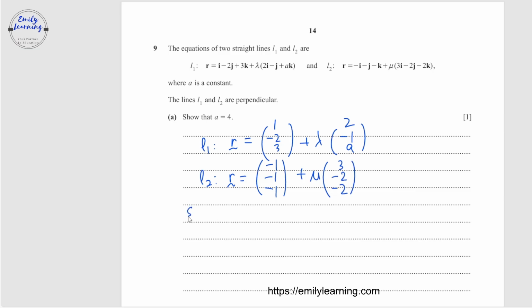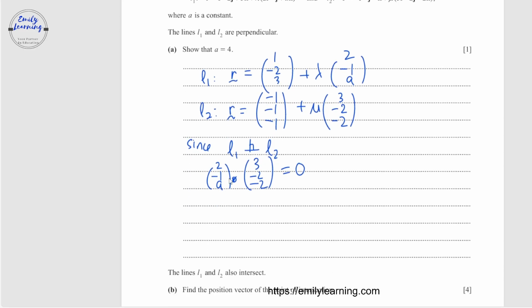Okay, so since L1 is perpendicular to L2, we know that (2, minus 1, A) dot (3, minus 2, minus 2) equals 0. Okay, so let's do a dot product. So 2 times 3 is 6, minus 1 times minus 2 is plus 2, minus 2A is equal to 0. So 2A is equal to 8 and A equals 4. So we've shown that A is 4.